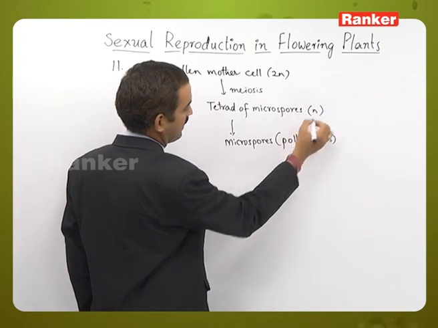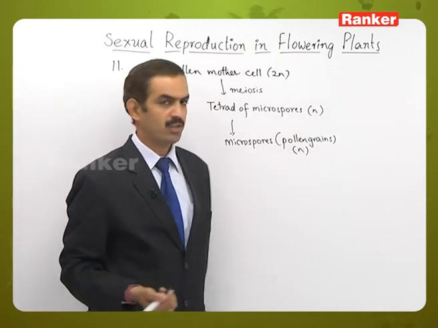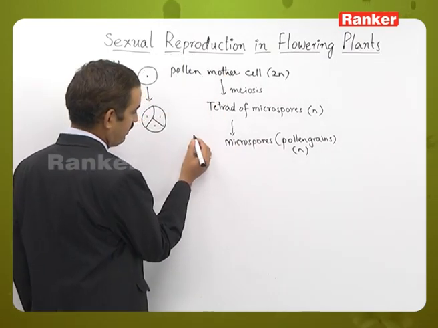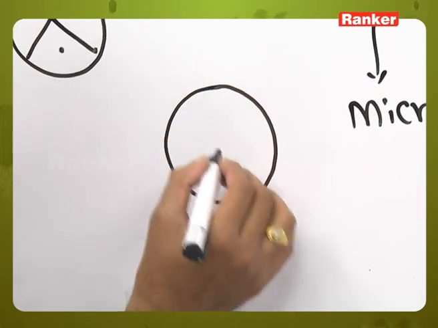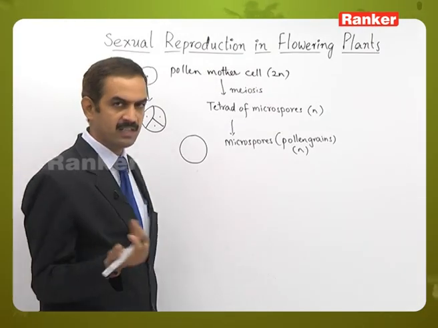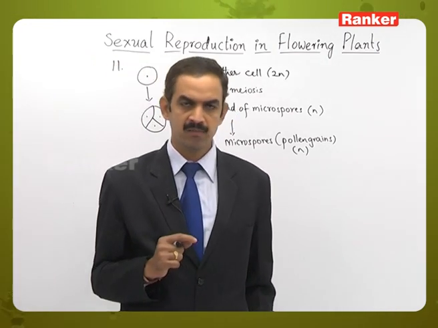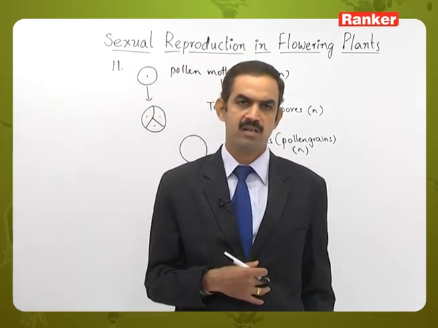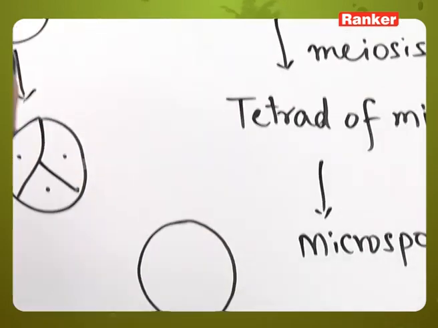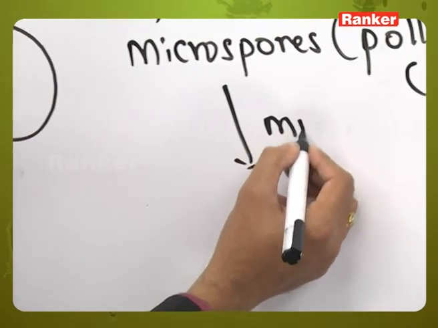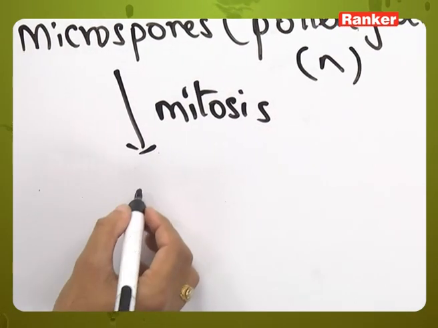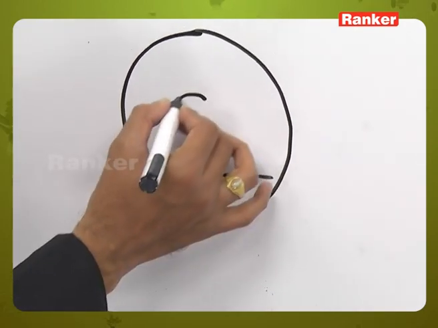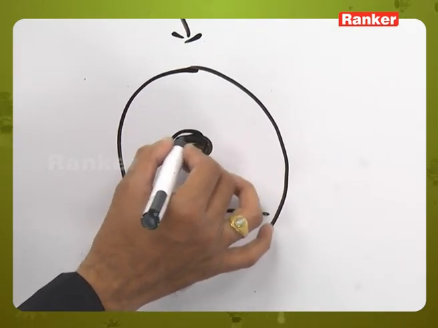And the tetrad of microspores are also haploid, just like the microspores when they are separated, they are also haploid in condition. And each microspore, let us take one microspore here. This microspore will have an exine wall and the intine wall, along with the plasma membrane. And inside the plasma membrane, the cytoplasmic contents are present, along with a large central vacuole and a nucleus. The nucleus will divide first by mitosis, and it will be converted into a two-nucleated structure. The smaller one is called a generative cell, and the larger one is called a vegetative cell.